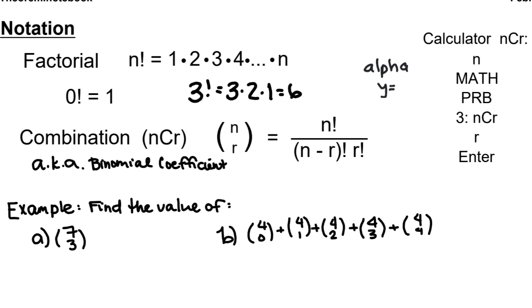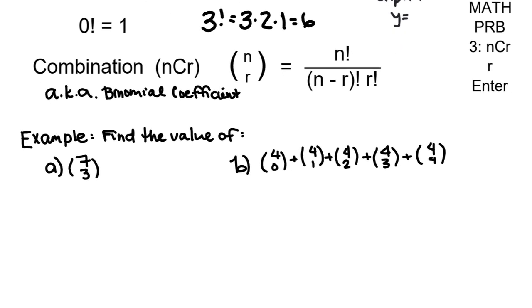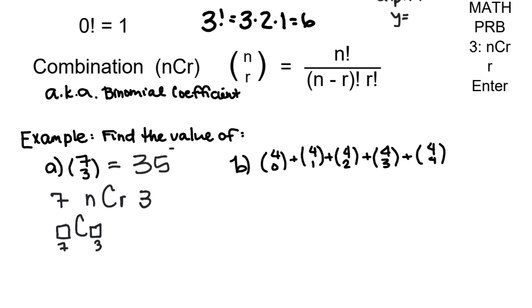So we can take the calculator and do either 7, and then you go find the nCr, and then you hit 3, and then you hit enter, or it might pull up boxes like this, and then you type in the 7 and then the 3. In either case, our answer is 35.